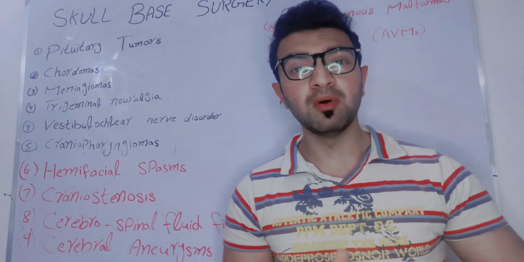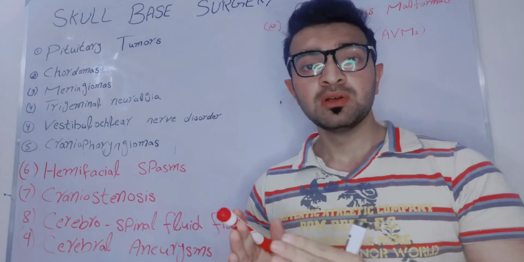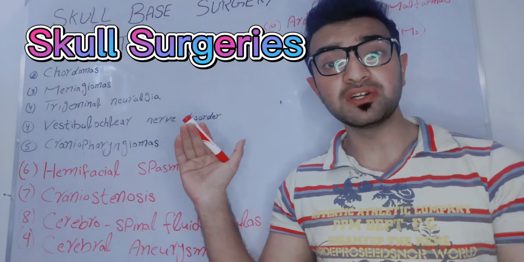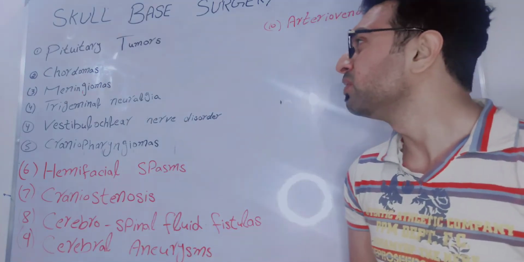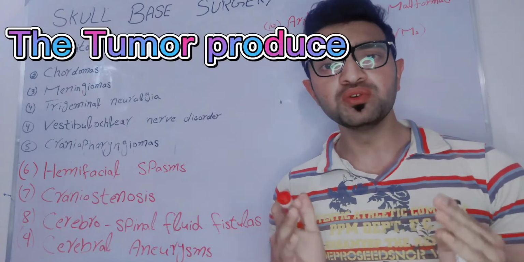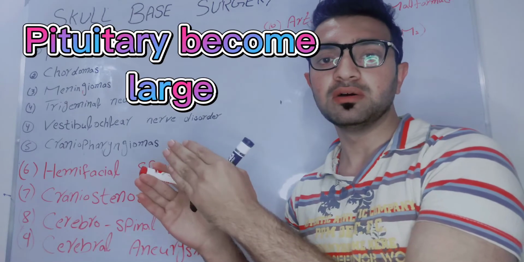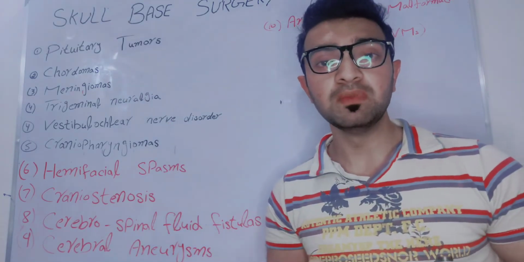So today we are talking about those surgeries that we perform in skull-based surgeries. This is the list of surgeries that we perform in the surgeries of the skull. First of all, we are talking about pituitary tumors. What are pituitary tumors? Pituitary tumors are those types of tumors that are produced near the pituitary gland. So in this type of condition, we perform the surgery.